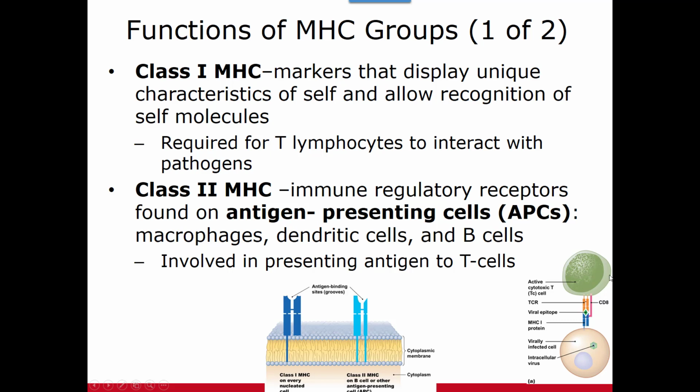Because T cells are looking for virally infected cells, but they can't see inside of them like we can, because we're looking at a 2D image, but you can't see inside of it. Instead, those MHC1 antigens are going to present part of the virus so that this T cell knows that this is a cell that needs to die because it is virally infected.